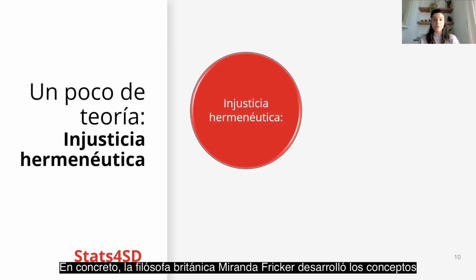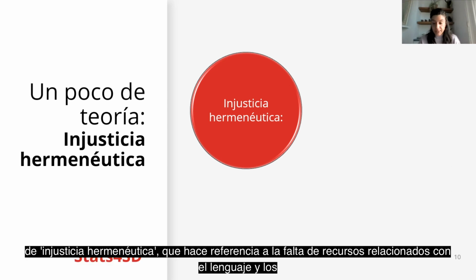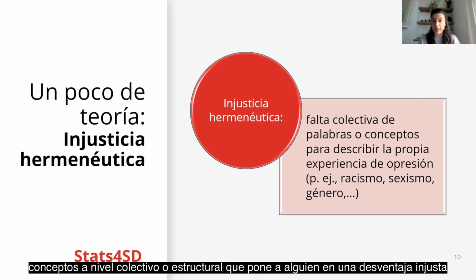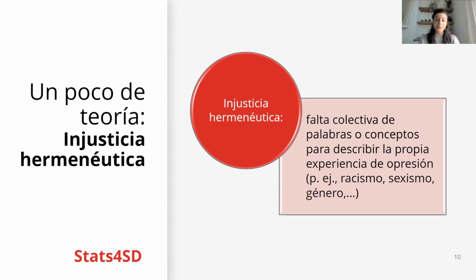Specifically, the British philosopher Miranda Fricker developed the concept of hermeneutical injustice, which refers to a lack of resources related to language and concepts at a collective or structural level, which puts someone at an unfair disadvantage when they are trying to understand or even communicate their social experiences.